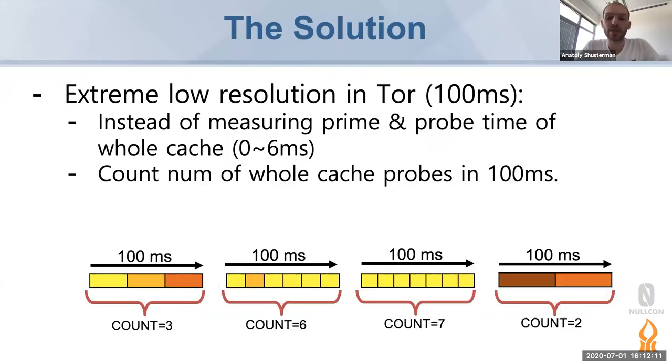For extremely low timer resolution like Tor browsers, we used a different solution. In this case, instead of measuring the time it takes to do prime and probe over the whole last level cache, we counted how many times we could probe all of the cache sets in the last level cache in 100 milliseconds. So instead of resolution over time, we got resolution over count. The lower count indicates higher cache contention, and the higher count indicates low cache contention. Now we can use our cache attack on browsers with a low timer resolution and even on Tor browser.